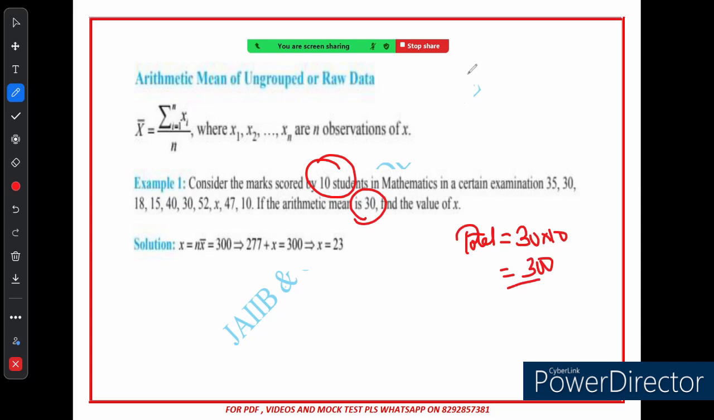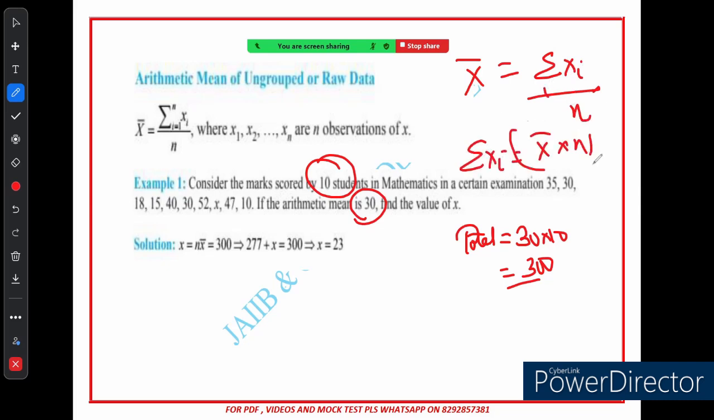Now you may ask why we have multiplied both of them. Quite simple to understand. x bar, the mean, is equal to the summation of xi divided by n. So if we want to find the summation of xi, we can multiply the average by n. The average here is 30, and n is 10 because 10 students are there. So the summation of xi is 300. And what are our xi?